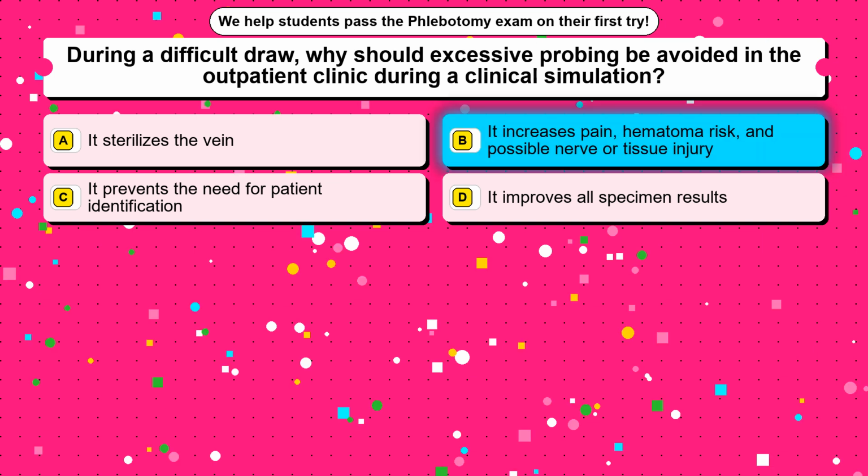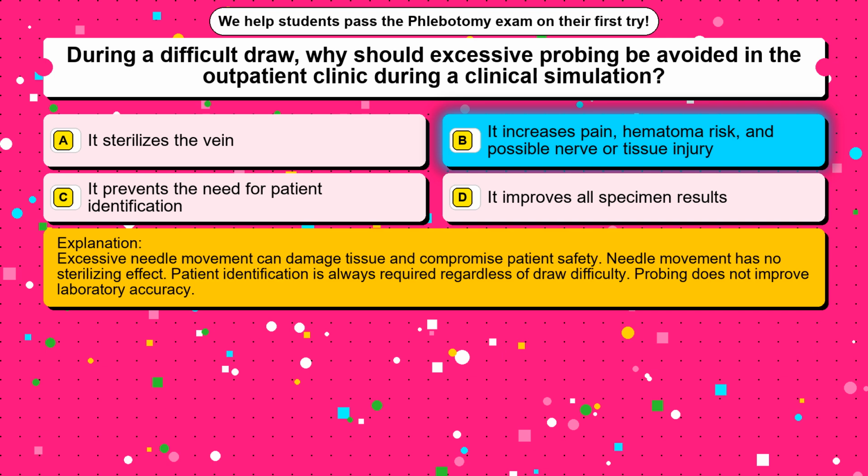The correct answer is option B. It increases pain, hematoma risk, and possible nerve or tissue injury. Excessive needle movement can damage tissue and compromise patient safety. Needle movement has no sterilizing effect. Patient identification is always required regardless of draw difficulty. Probing does not improve laboratory accuracy.